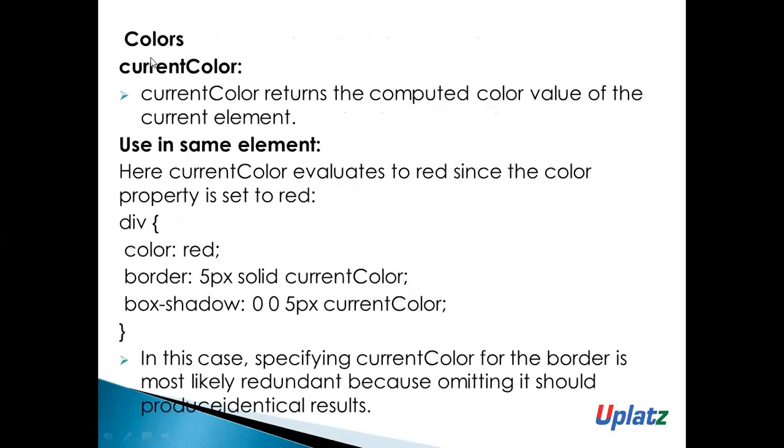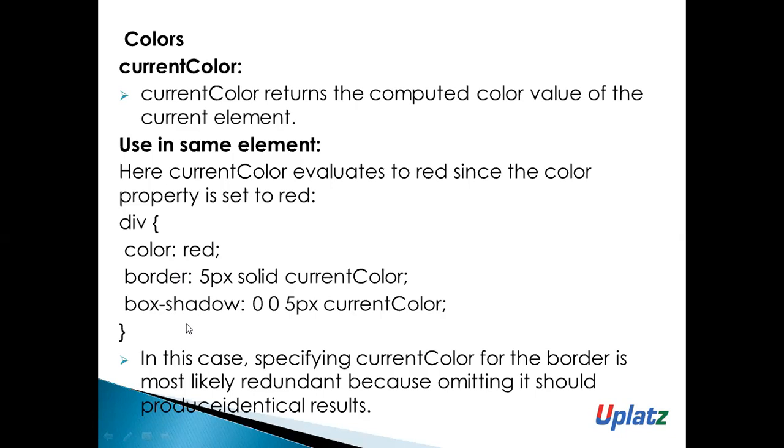For colors, currentColor always returns the computed value of the current element. It is used in the same element. Here currentColor evaluates to red, since the color property is set to red for the div. The border is 5px solid currentColor, and the box shadow is 0 0 5px currentColor. This is the property I have mentioned for the div.